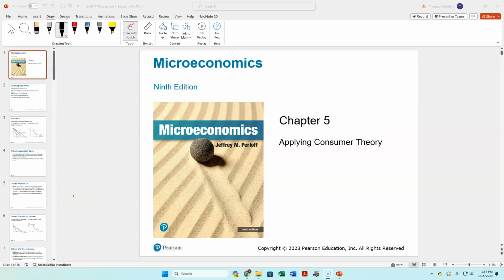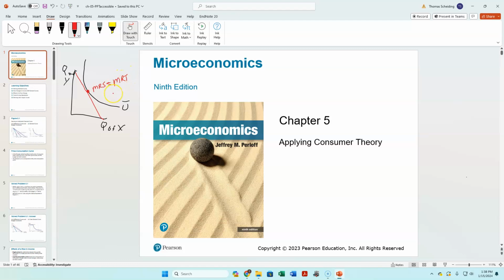In chapter 5, what we're trying to do here is understand a bit more what we're going to do with the key insight from chapter 4. The key insight being that if I have a two-good space with my quantity of x and my quantity of y, with an indifference curve looking like this, where the utility is constant along the curve, and a budget constraint, I've got a point of optimality where the slope of my indifference curve is equal to the slope of my budget constraint.